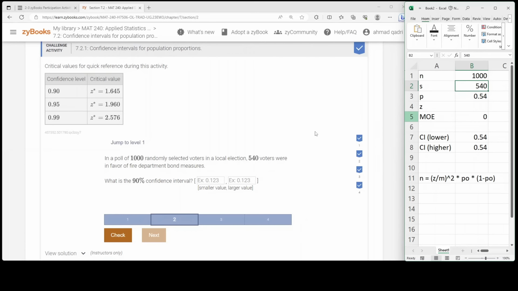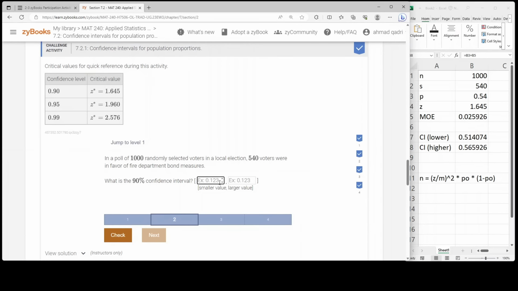Now we need to know the Z value to enter here. Z for 90% again is 1.645, so let's enter that here. That gives us a margin of error of 0.0259. The lower limit of the confidence interval is 0.54 minus the margin of error, so 0.54 minus 0.0259. And the higher limit is 0.54 plus the margin of error, 0.0259. So we will enter those values here.